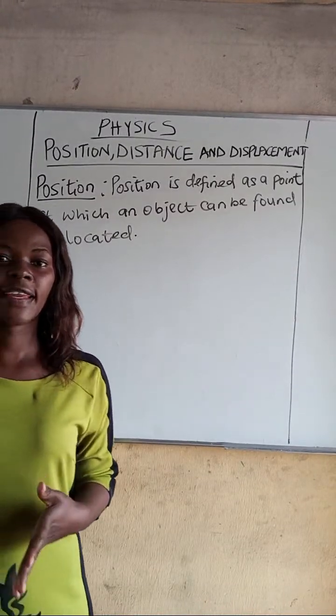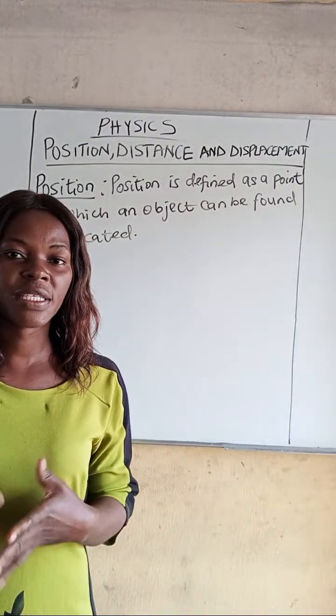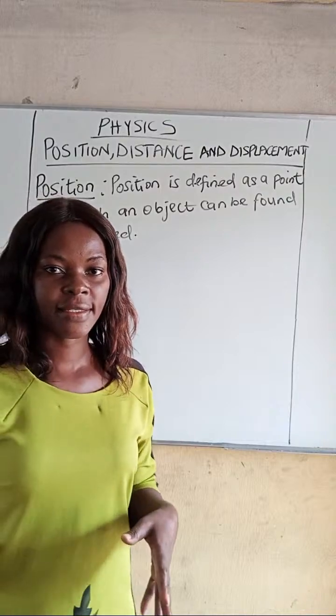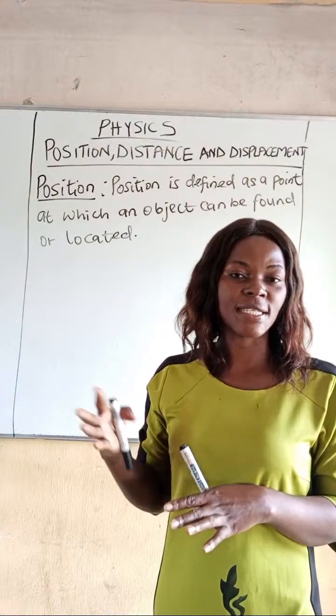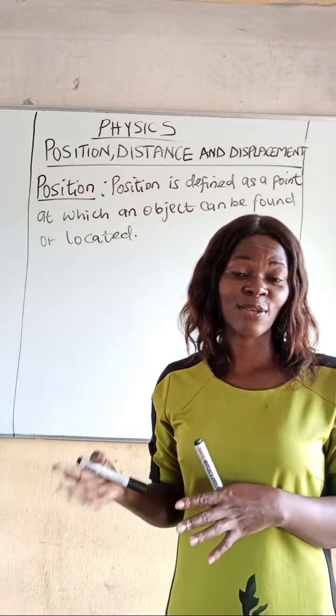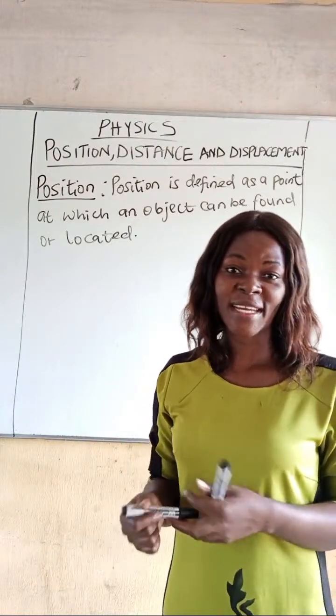Position can be defined as a point at which an object can be found or located, right? Now, if we are able to locate where an object is found, we can say that we know the object's position. What do I mean by that?